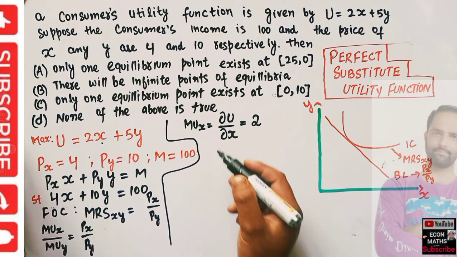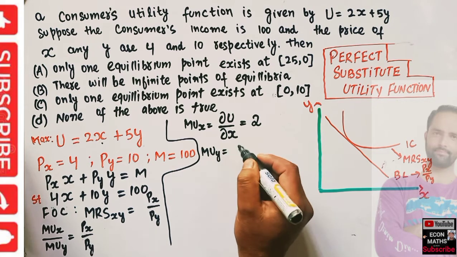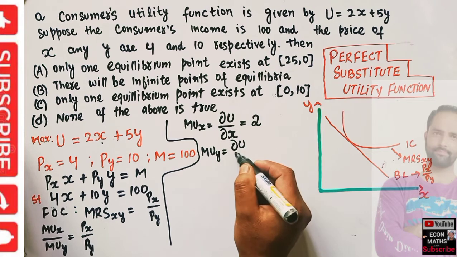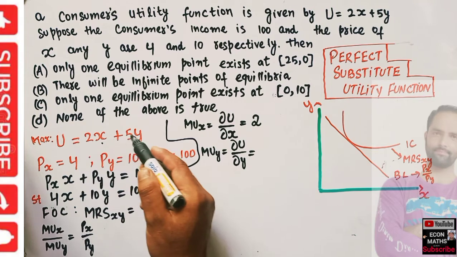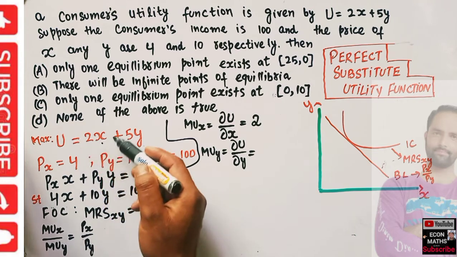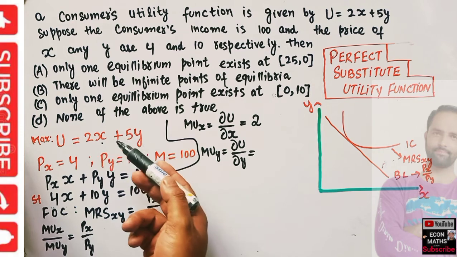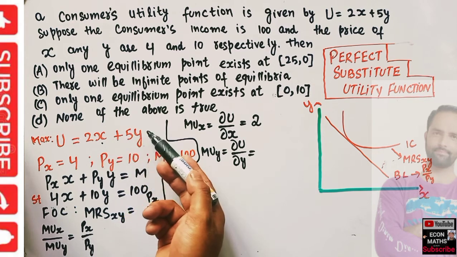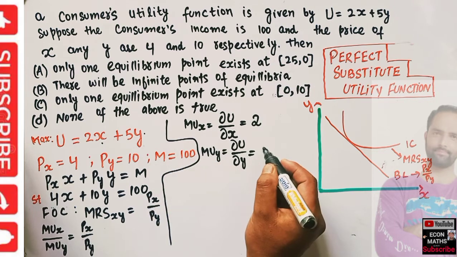Now, what is the marginal utility of good y? It means simply the partial derivative of our utility function with respect to y. If we take the partial derivative with respect to y, the derivative of the first term will obviously be 0, and the derivative of 5y is 5, so we are left with 5.